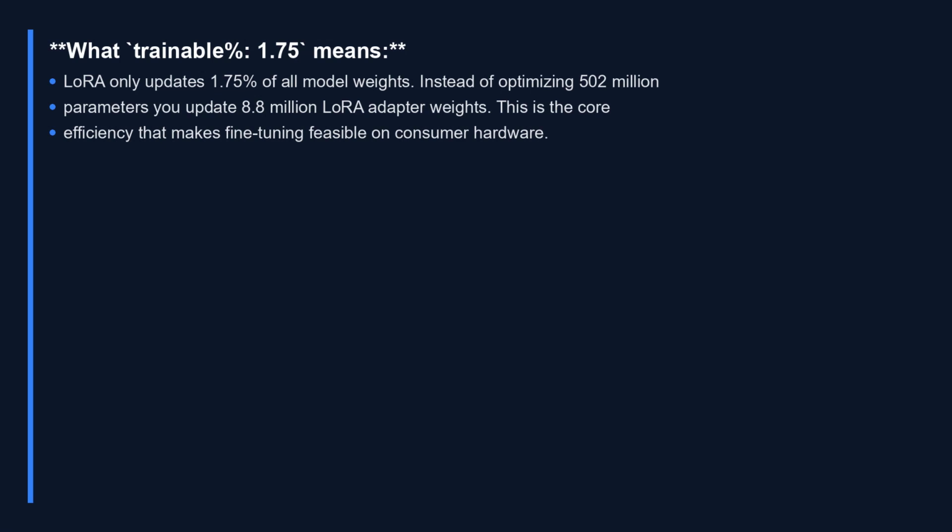What trainable percent 1.75 means: LoRA only updates 1.75% of all model weights. Instead of optimizing 502 million parameters, you update 8.8 million LoRA adapter weights. This is the core efficiency that makes fine-tuning practical.